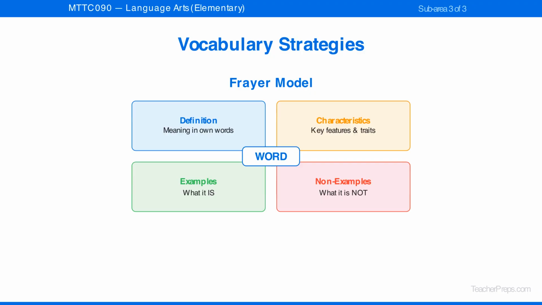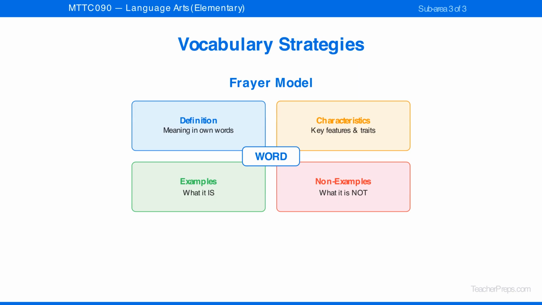Word study approaches include word walls, vocabulary journals, semantic maps, which are graphic organizers showing how words relate to each other, word sorts, where students categorize words by meaning or structure, and the Frayer model, a four-square graphic organizer with definition, characteristics, examples, and non-examples.